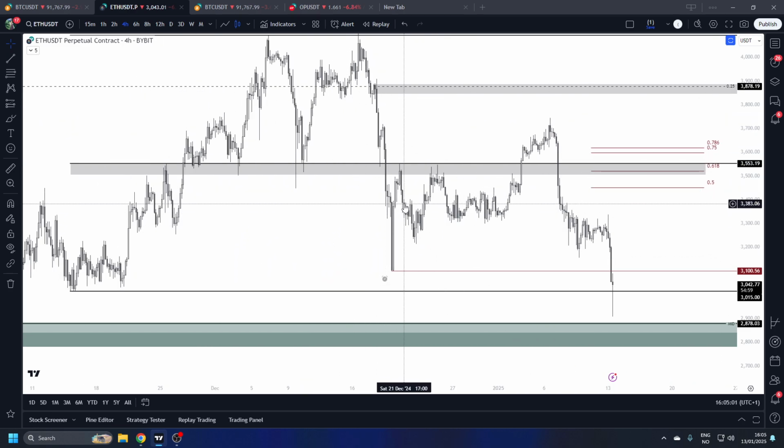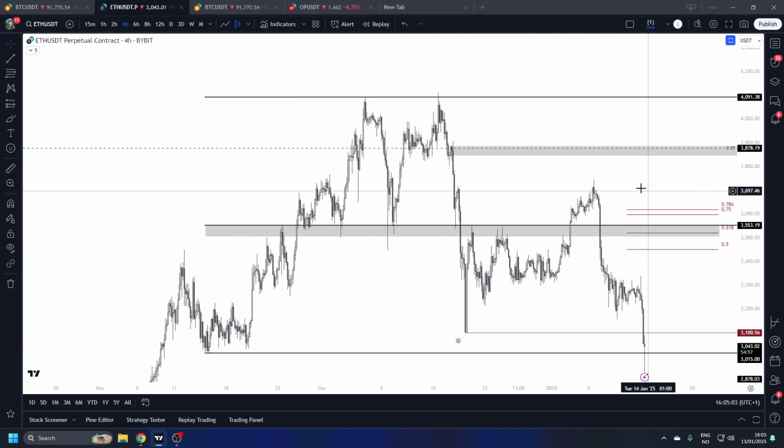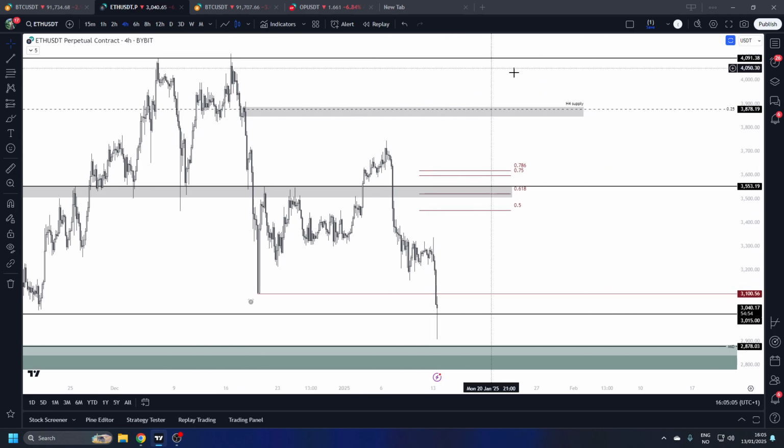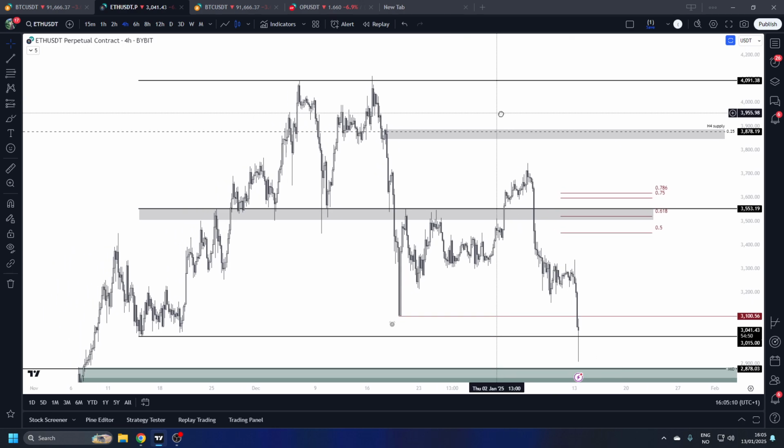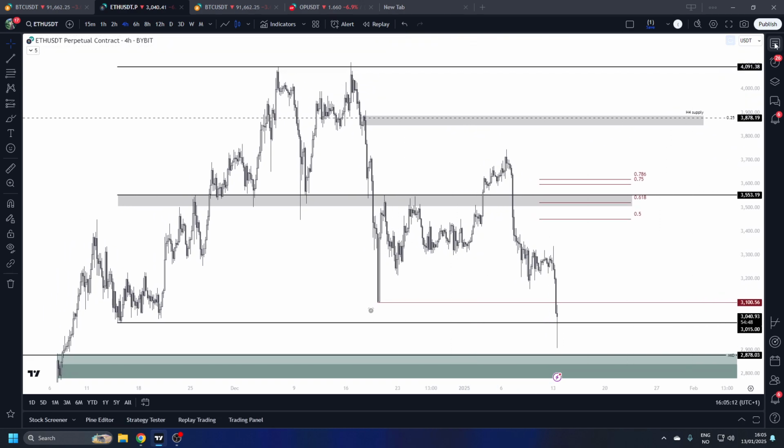Today's the 13th of January, 2025. It's currently Monday, and a lot has happened. Volatility has happened, and we are actually really happy that it's finally hit.